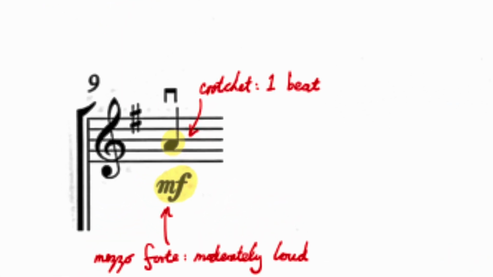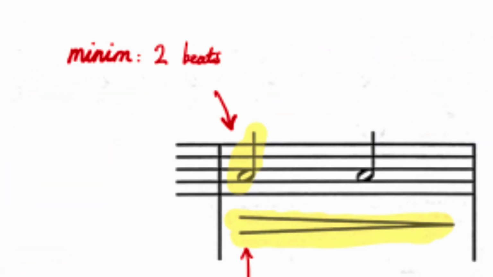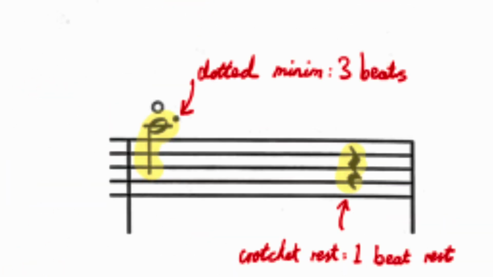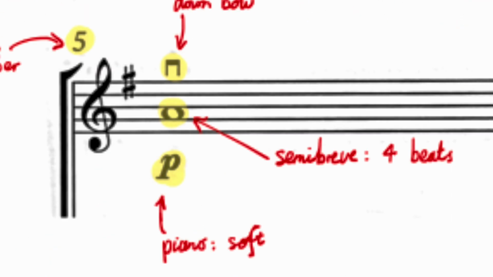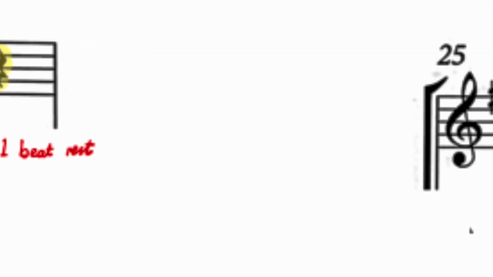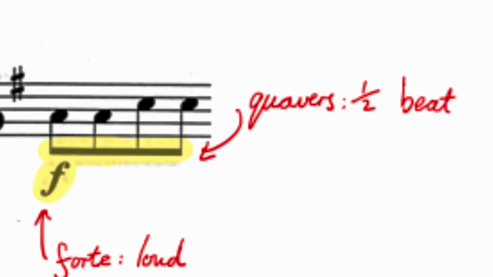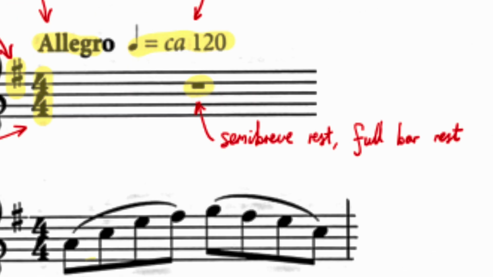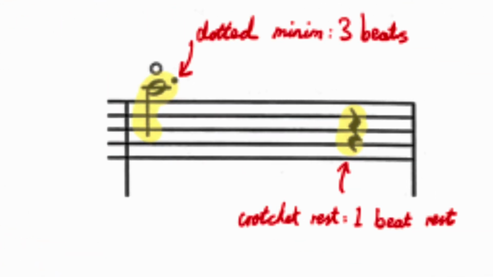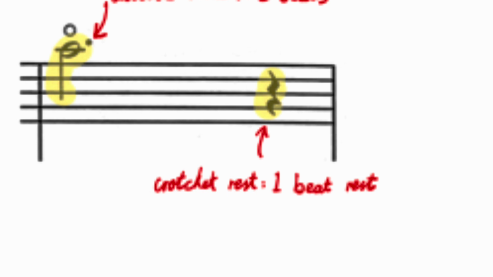This piece has crotchets, which go for 1 beat, minims, which go for 2 beats, dotted minims, which go for 3 beats, semibreves, which go for 4 beats, and quavers, which go for half a beat. The piece starts with semibreve rests, which go for 4 beats, the full bar. There are also crotchet rests, which go for 1 beat.